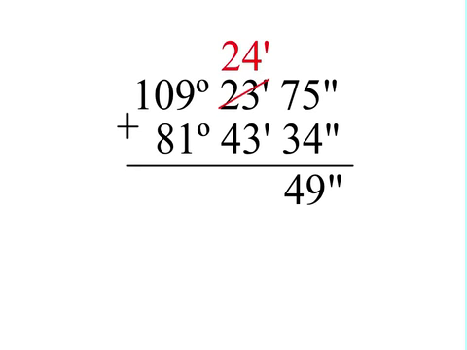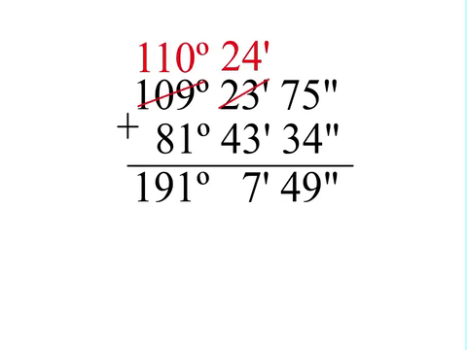Now we have 24 plus 43. And we have 67 minutes. But remember, 60 minutes is equal to a degree. So we carry over 60 minutes, leaving 7 behind. And the 60 minutes is 1 degree added to the 109 degrees, makes 110 degrees. We add that to the 81 degrees. We get a measure of 191 degrees, 7 minutes, and 49 seconds.